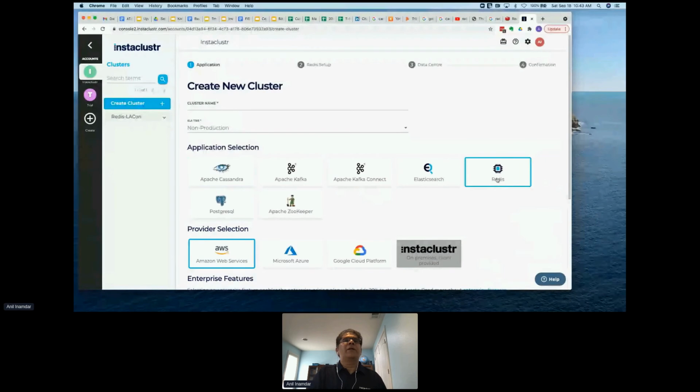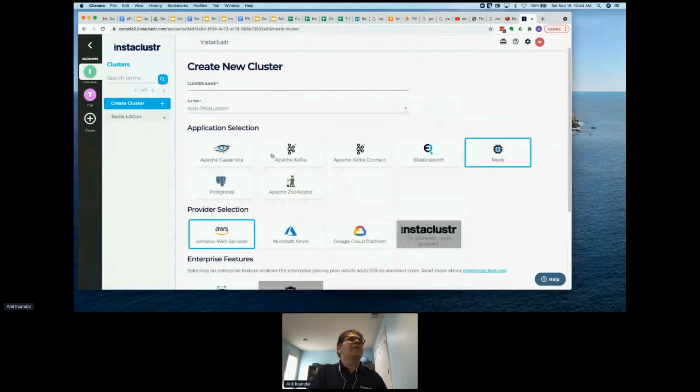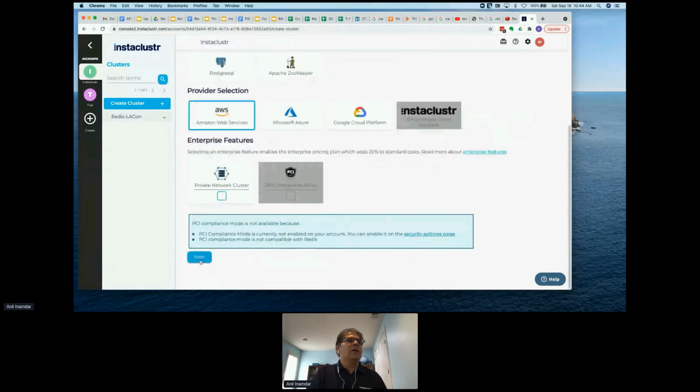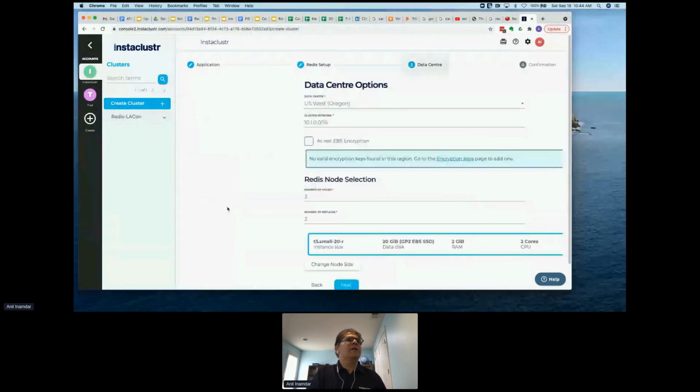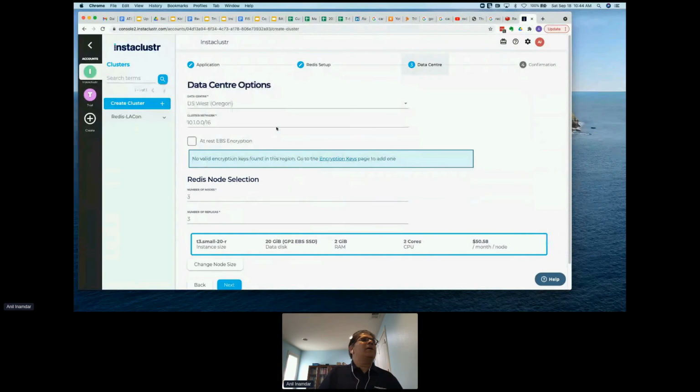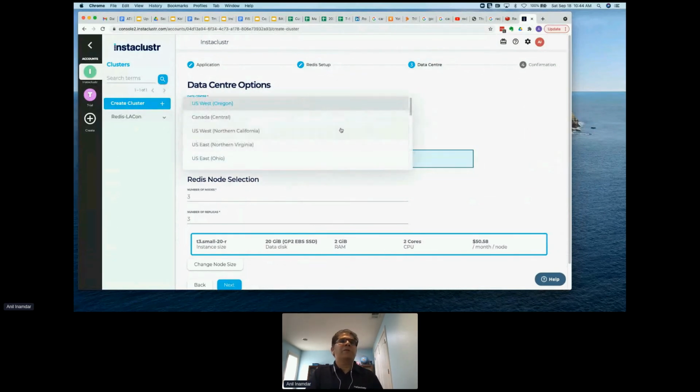Okay, sorry. So I need to select Redis. Give it a name, LACon 2, Redis, AWS. Go next. All right. So basically, there are data center options. Right now, it's in US West Oregon, but you can select that and choose whatever you need.